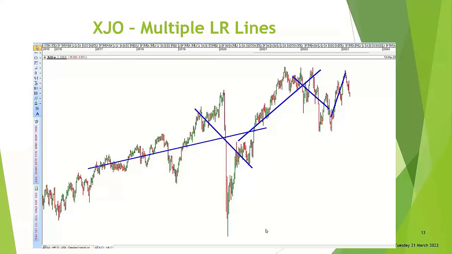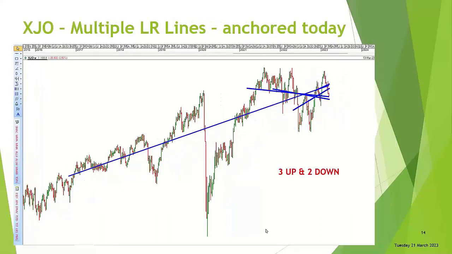But you may want to have a screen with multiple linear regression lines, and you've got to be a little bit careful, because this is a silly example of multiple linear regression lines. What's it telling us? How can we make this give us more information, more coordinated and coherent information? I said that you really want to anchor them at the right-hand side.